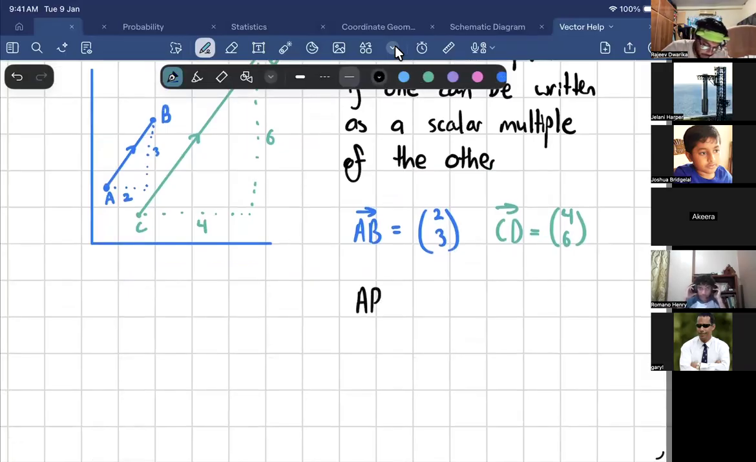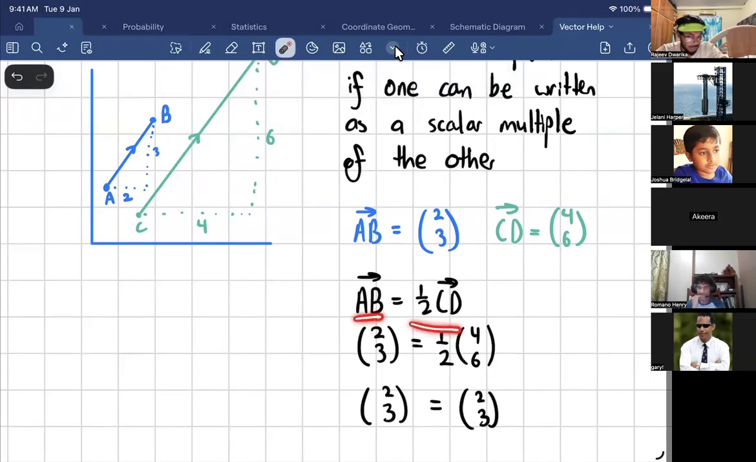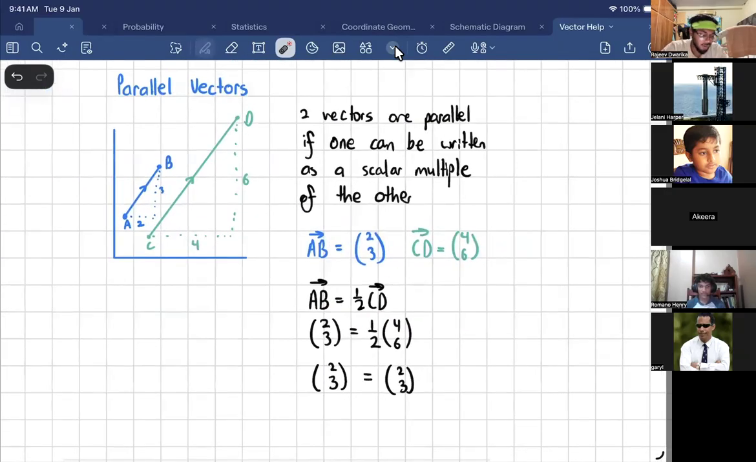So we're saying that AB is half of CD. We know that vector AB is what? 2, 3. And vector CD is what? 4, 6. Okay. Anybody in class, what is half of 4, 6? 2, 3. So were we able to write AB as half of CD? Yes, sir. Okay, let me try the other way around.